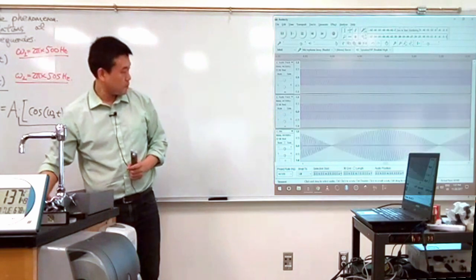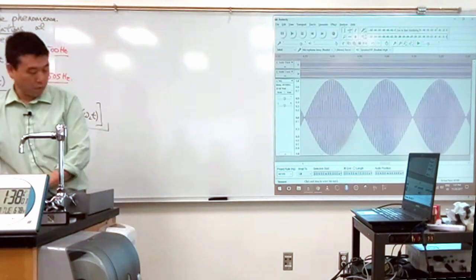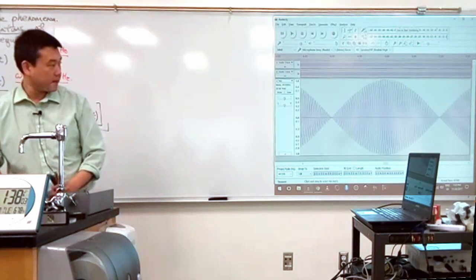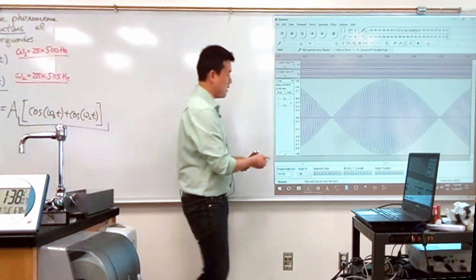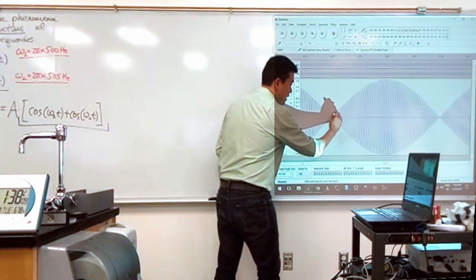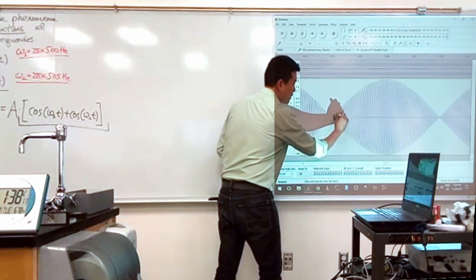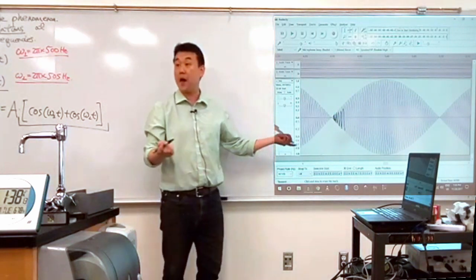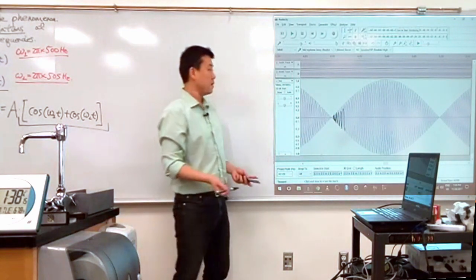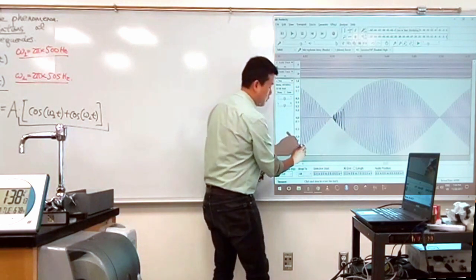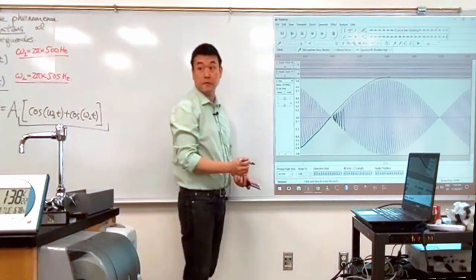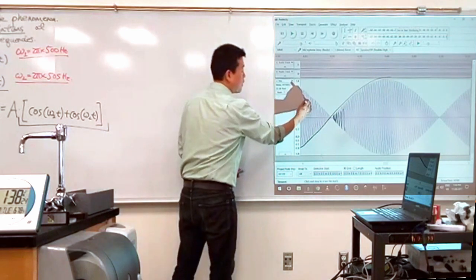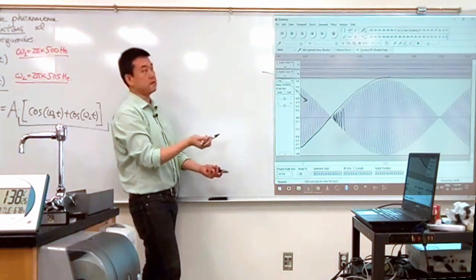Let me see if I can zoom in more. So one way I can describe this is that there's a function that describes this higher frequency oscillation inside. That's kind of like a 500 hertz oscillation. And then there's a much slower oscillation. That's the envelope.